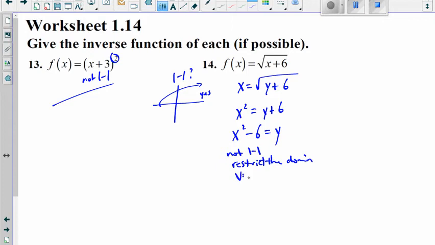So we need to know where the vertex is. The vertex of this is at 0, -6. The 0 is the important part. We need to choose if I want greater than or equal to the 0 from the vertex, the right side, or less than or equal to the 0, the left side. Which one do we want? Because we can't keep both of these. We have that -6 here. We would have both sides. So which one are we going to keep?